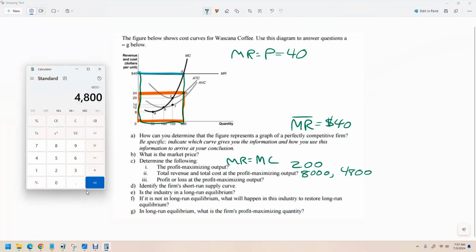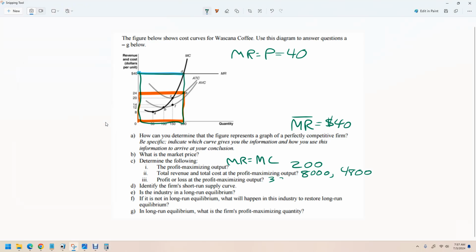And so it's 3,200 dollars. You saw my calculator is negative because I'm just looking for the difference. So this is 3,200 more than that. So that's the answer. They're earning a profit.